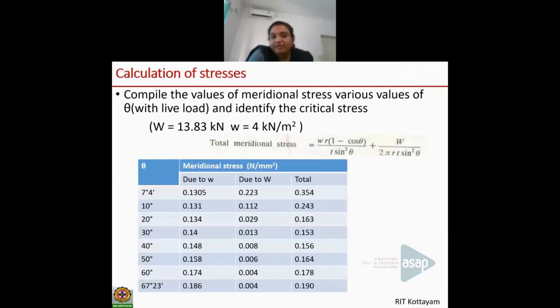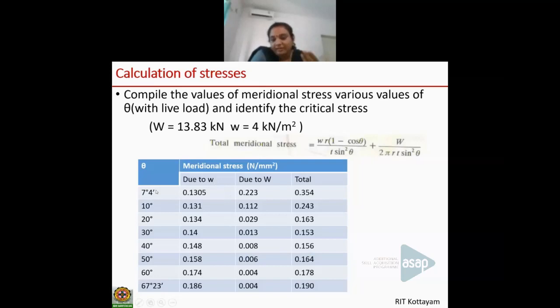Now, you have to find out the stresses at different values of theta, because the equation is given in theta, right? And you know that theta varies from alpha to phi. That means it varies from 7 degree 4 minute to 67 degrees 27 minute. And accordingly, you have to calculate the meridional stress. This is in the case of with load case, and calculate all these things.